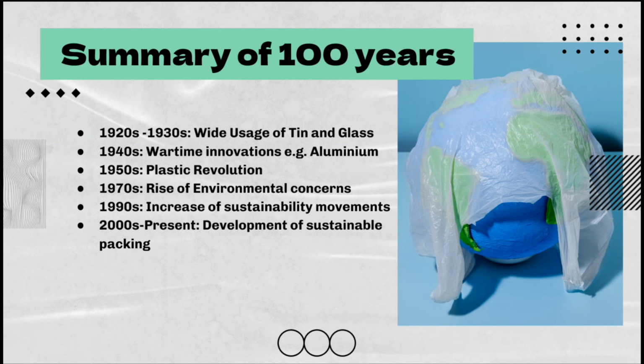In the 1920s and 30s, tin and glass were widely used. The 40s brought about wartime innovations such as aluminum. By the 50s, plastic had revolutionized food packaging due to its price. In the 70s, however, environmental concerns arose, and since the 90s, there has been a strong push for sustainability, with modern developments focusing on sustainable packaging.